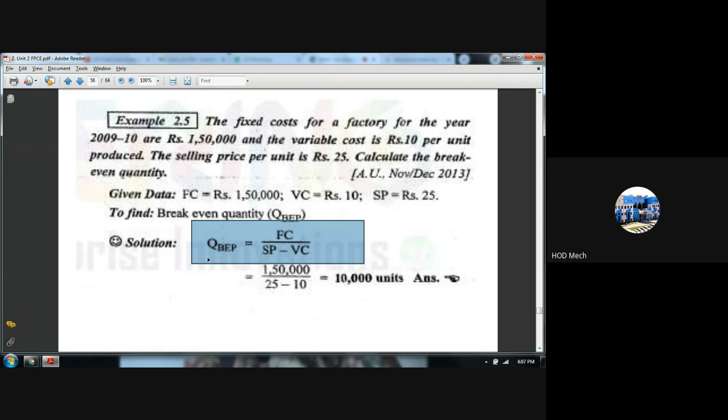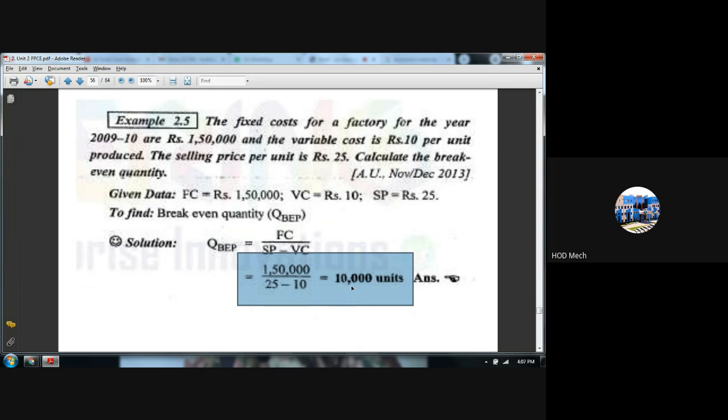So QBEP is nothing but the break-even point quantity: how much quantity I have to produce to arrive at a condition where there is no profit, no loss. Suppose this is the problem of your business. You are a business owner and this is your problem. If you want to find your break-even point, you calculate with this data. Fixed cost is 1,50,000, variable cost is 10 and selling price is 25. I calculate and find it equal to 10,000 units.